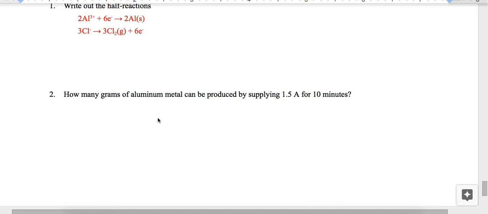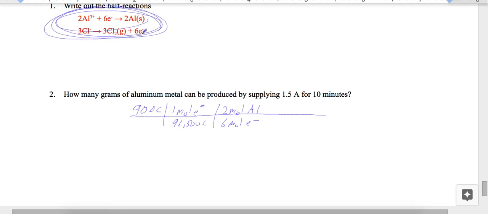We end up with, again, oh, this is the same value there, 30 minutes. Oh, it's because of half amp. Okay, yeah, so we end up with 900 coulombs again for this one, just like the first problem we did. And then we go through 96,500 coulombs for 1 mole of electrons. We have 2 moles of aluminum for 6 moles of electrons. So we're using that guy right there. We have 1 mole of aluminum is 27 grams of aluminum. We end up with 0.084 grams of aluminum.